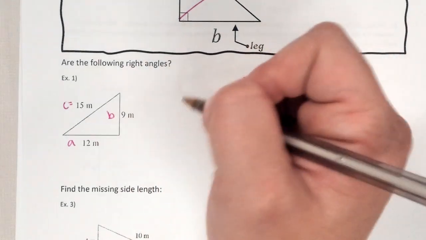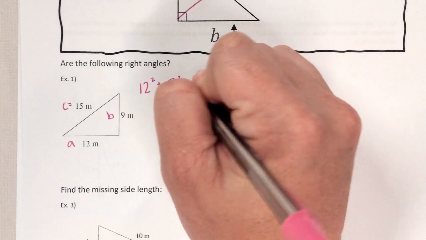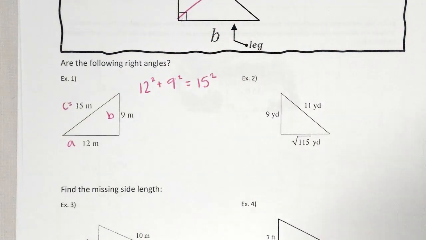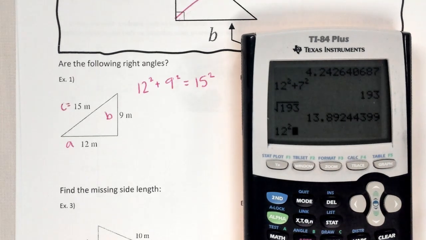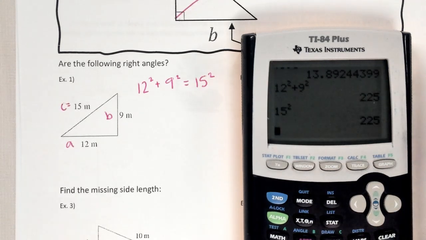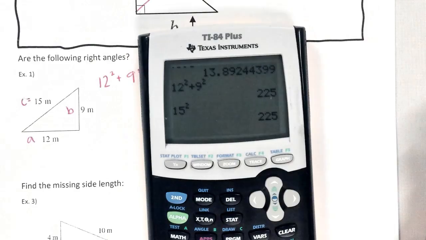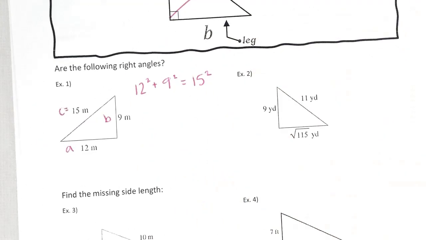I know that the formula is A squared, so 12 squared, plus B squared, which is 9 squared, equals C squared, which is 15 squared. Knowing that, I'm just going to type it in my calculator. 12 squared plus 9 squared equals 225. And if I do 15 squared, it also equals 225. So, is this a right angle? Yes.